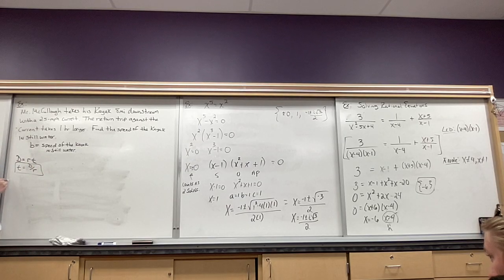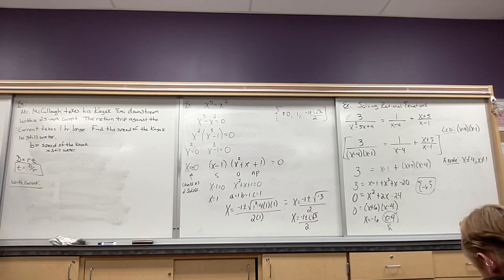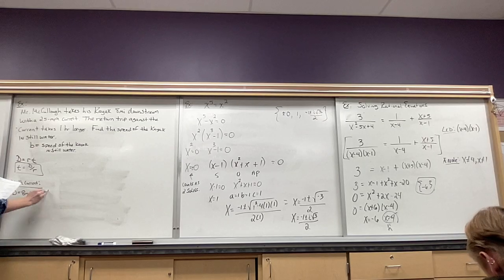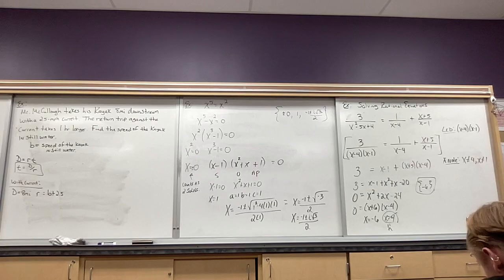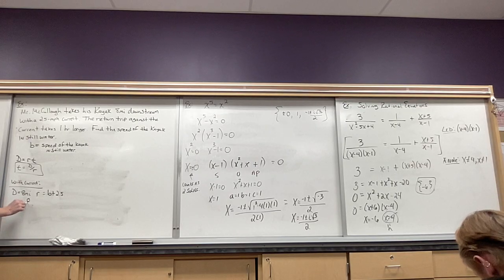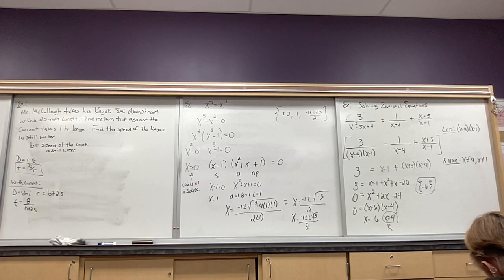That's the approach I'm going to take for these problems right here. So let's make a small little table. So with the current, okay? My distance is still 8 miles. That doesn't change. My rate, well, it's the speed that I'm going, b, plus 2.5 miles per hour of the current with me. And then we already said what the time is. The time is just going to be my distance divided by b plus 2.5. Okay? So those are my stats with the current.